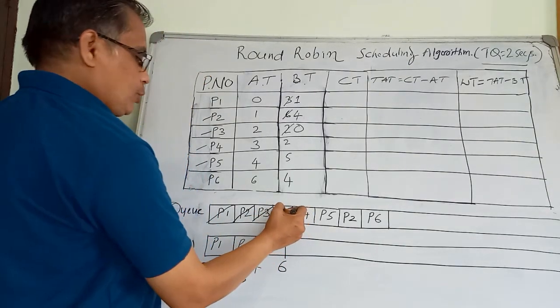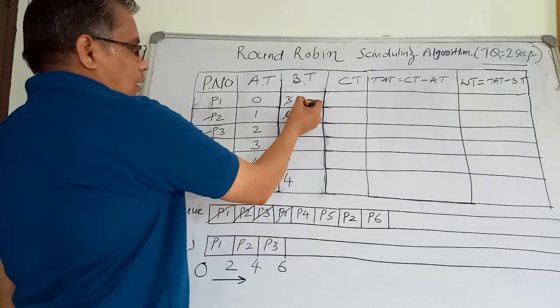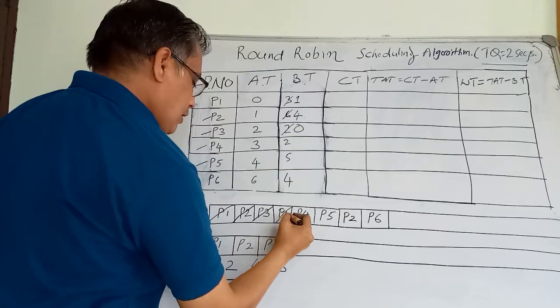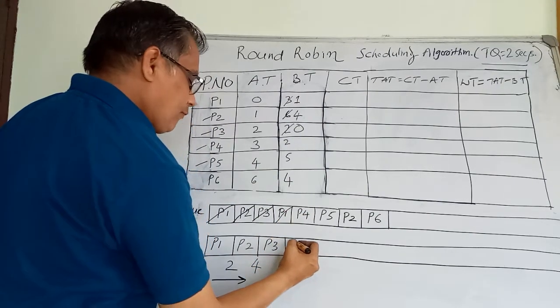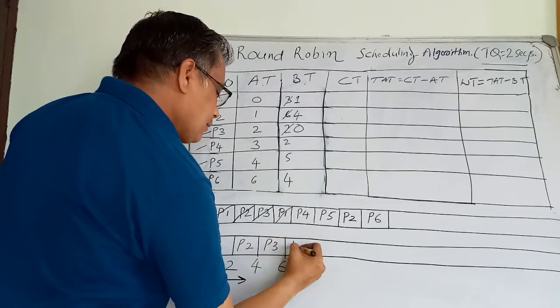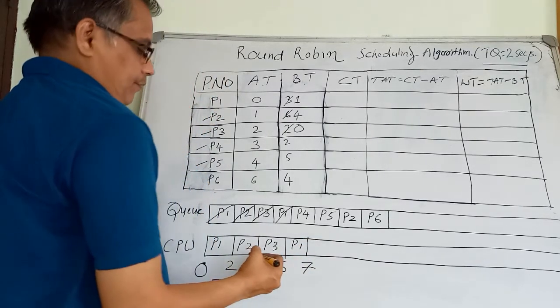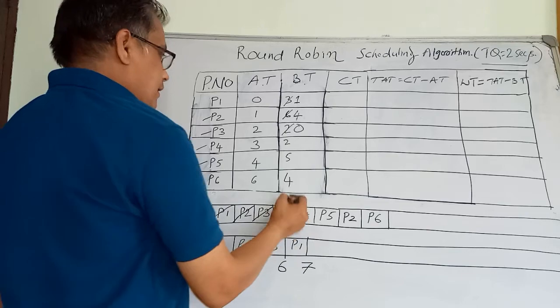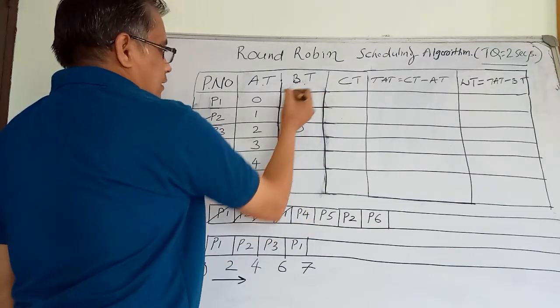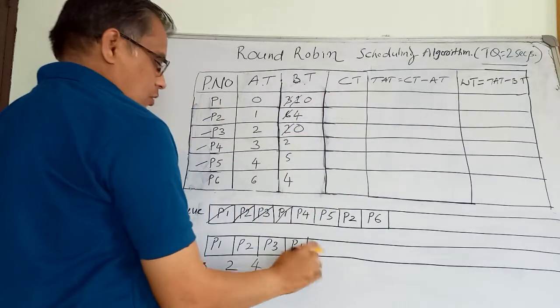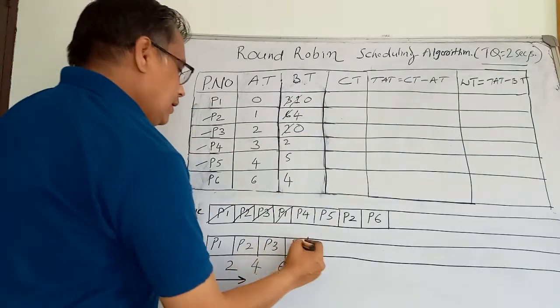P1 is supposed to be executed for how many units or seconds? 1 only. That means it only gets executed for 1 second. That means P1, 6 plus 1, 7. Okay, so is it required? You can cancel it. Is it required to bring the P1? No, it has already completed its execution.